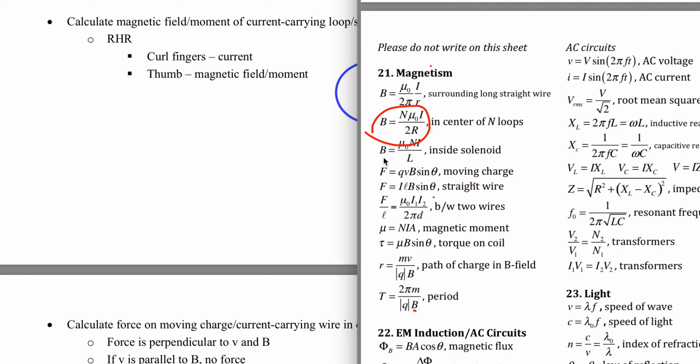Now you could also have a solenoid, which are your loops that are closely spaced, your coil that has usually thousands of loops. Then n is the number of loops, L is the length of the solenoid, I is the current, and you can find the magnetic field in the center of that solenoid.